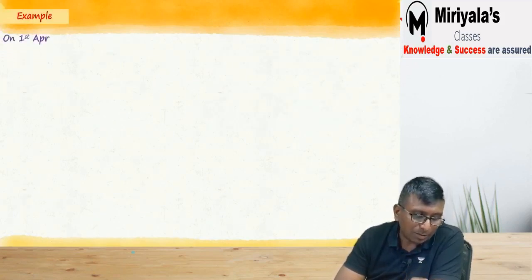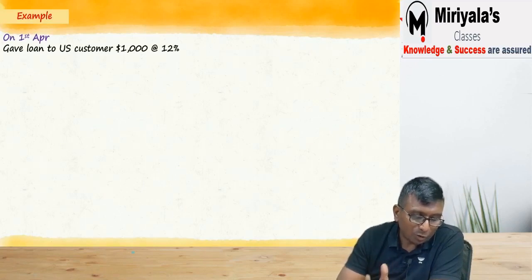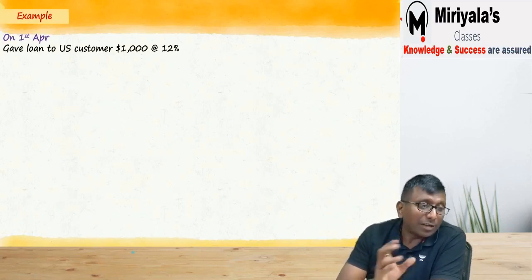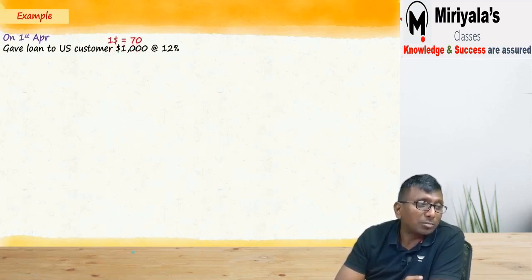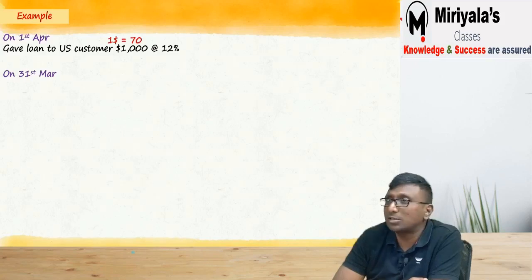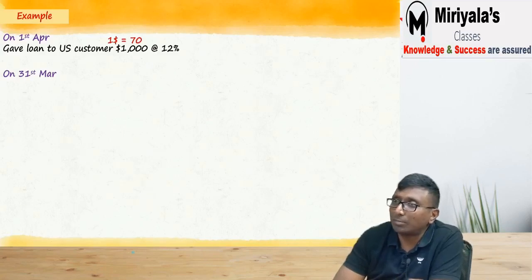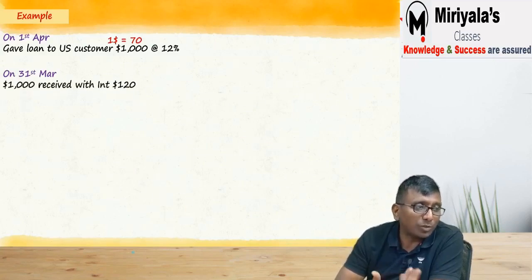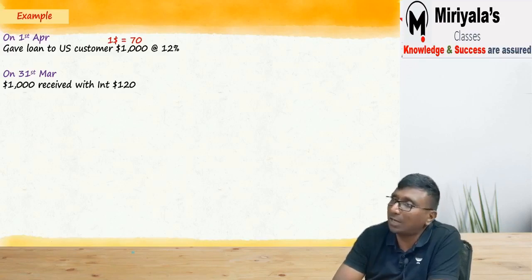One more small example. On 1st April, we gave a loan to a US customer. Small example, but a good example. Participate. We gave a loan to some US party, correct, at $1 equal to 70, rate of interest 12% per annum, normal. Okay, on 31st March, that is next year, you received with interest of 120, principal came, interest also came.